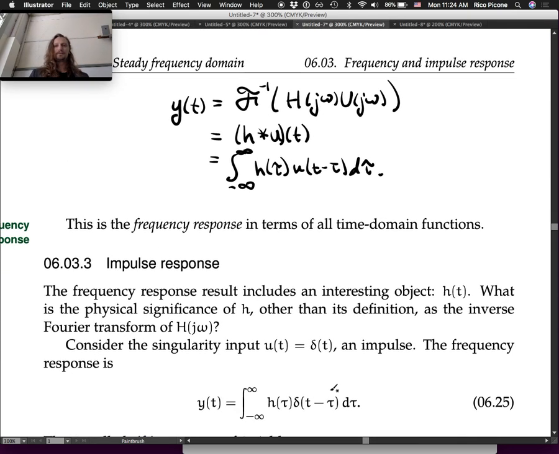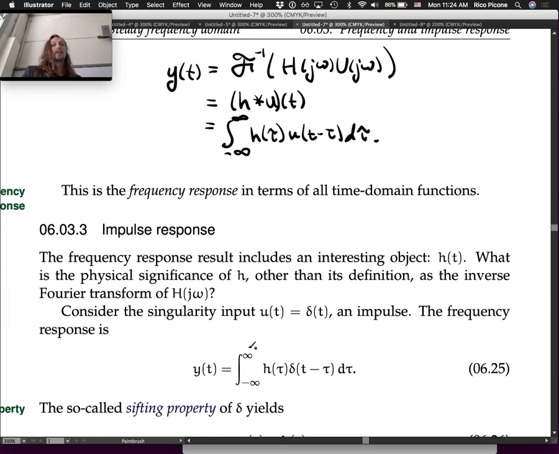Now, it's also something else. By definition, it's just the inverse Fourier transform of the frequency response function. But there's another interpretation of it, and we'll derive that here. And it's important as well. So the frequency response result includes an interesting object, h of t. What is the physical significance of h, other than its definition as the inverse Fourier transform of h of j omega? Consider the singularity input u equals delta of t, an impulse.